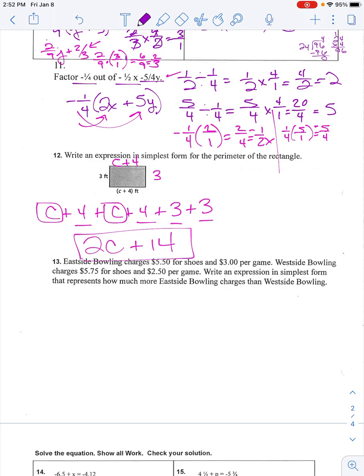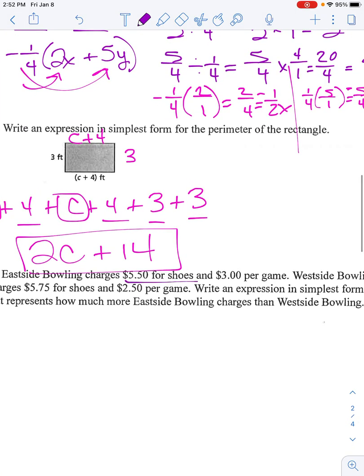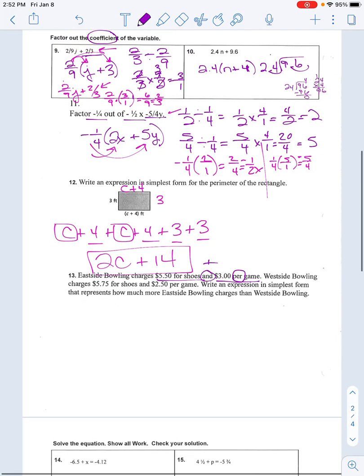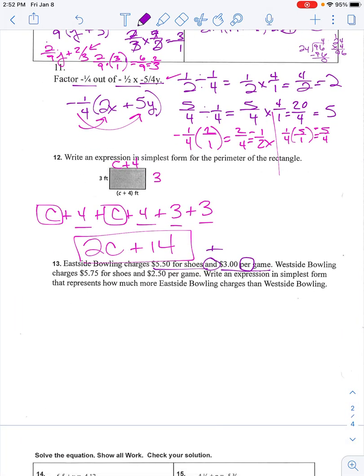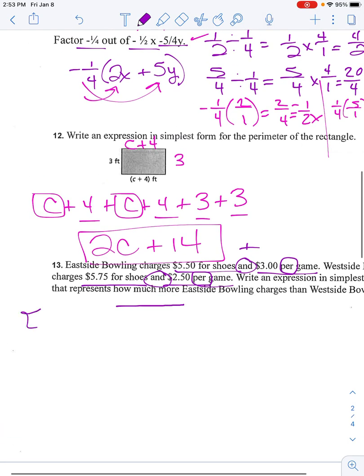Eastside Bowling charges $5.50 for shoes and $3 per game. $5.50 for shoes plus $3 per game. That's Eastside Bowling. Westside Bowling charges $5.75 for shoes plus $2.50 per game. Write an expression in simplest form that represents how much more we're finding the difference. Eastside bowling charges than Westside.